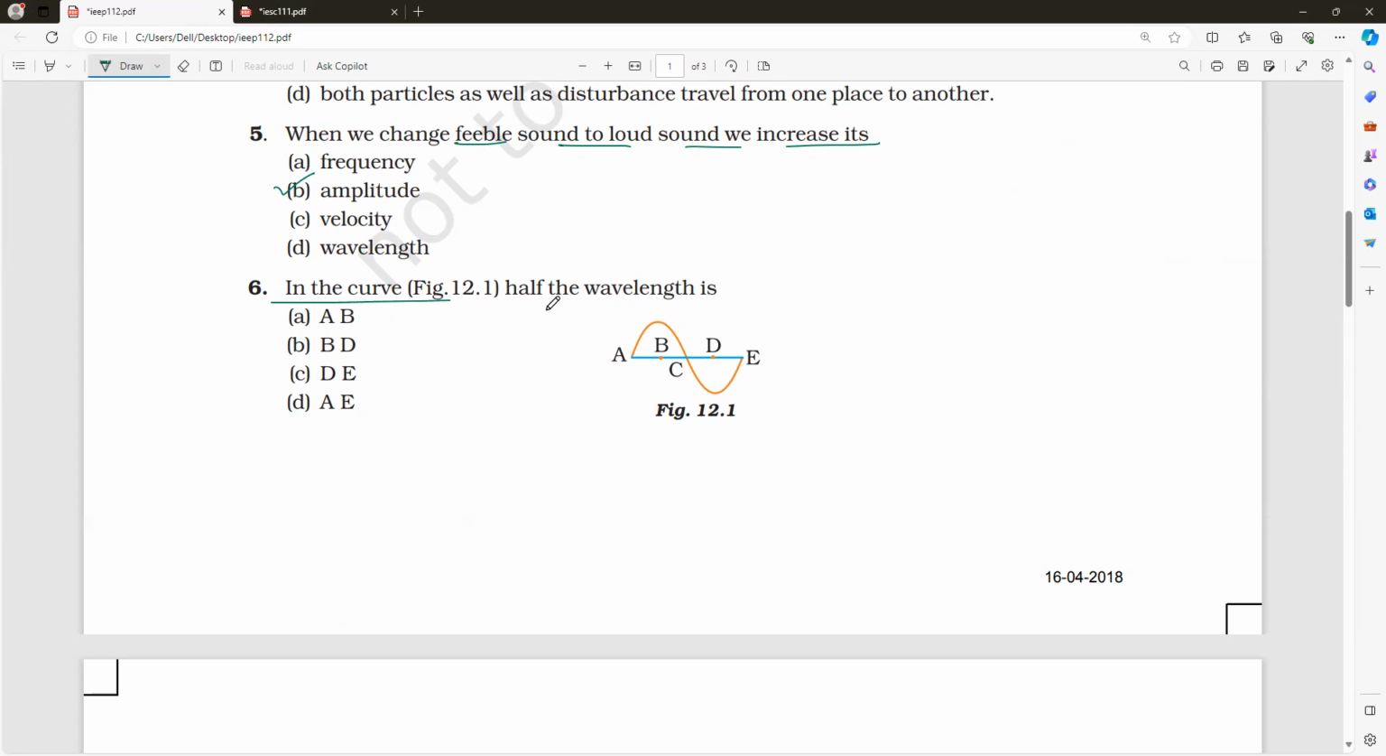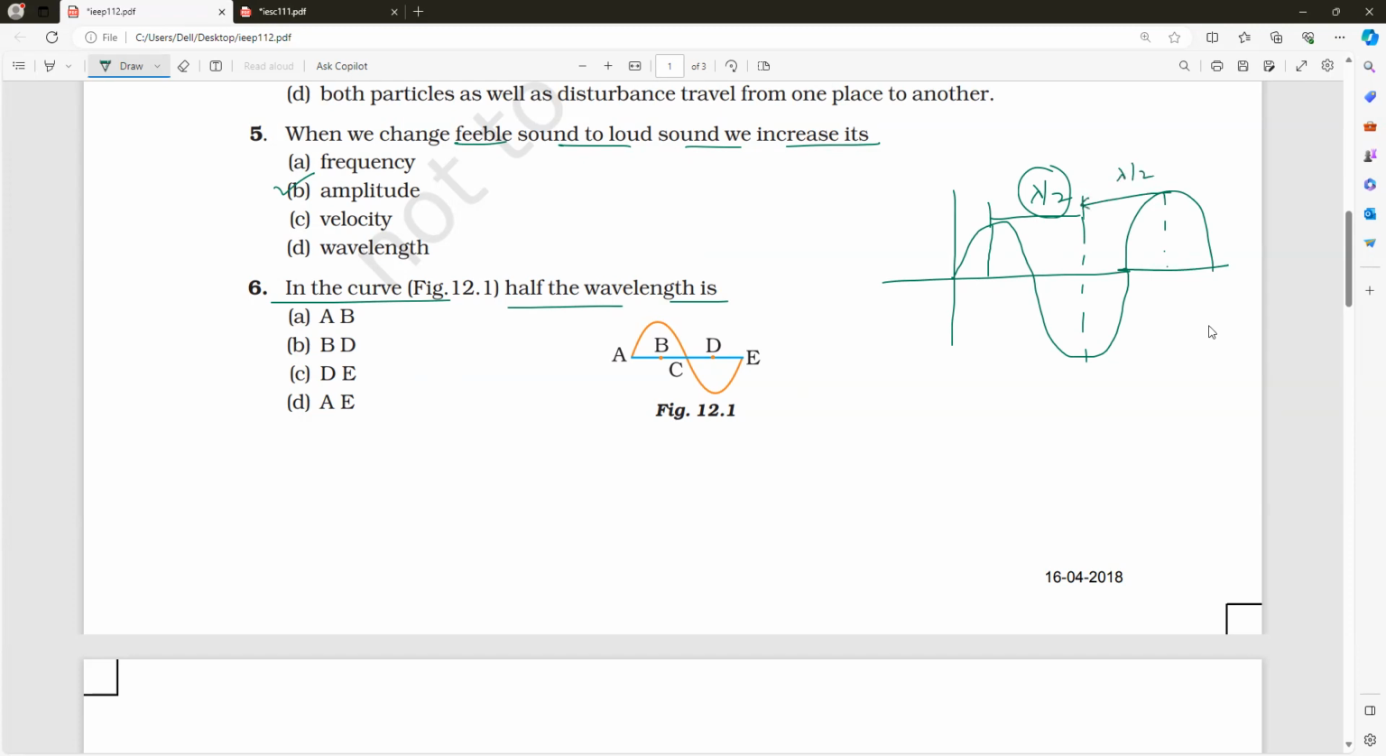Next, in the curve, they are asking about half the wavelength. I already taught you. Half the wavelength means from where to where? While teaching also I have taught you. From one crest to the immediate trough, is the distance lambda or lambda by 2? Lambda by 2. From here to the next crest is again lambda by 2. The distance between successive crest and crest we call the wavelength, lambda. So lambda by 2 plus lambda by 2 equals 2 lambda by 2; the 2 gets cancelled, lambda will come.